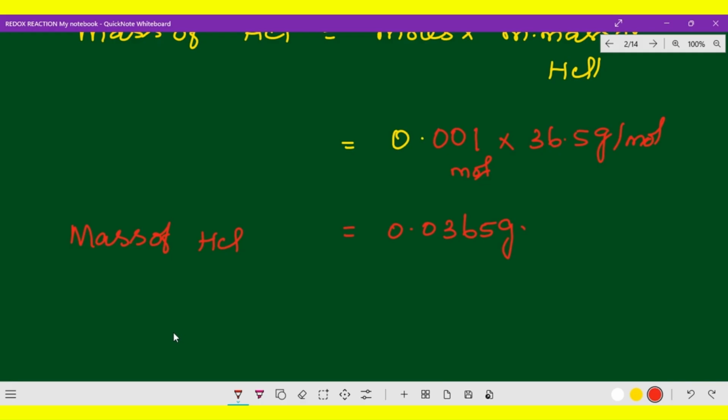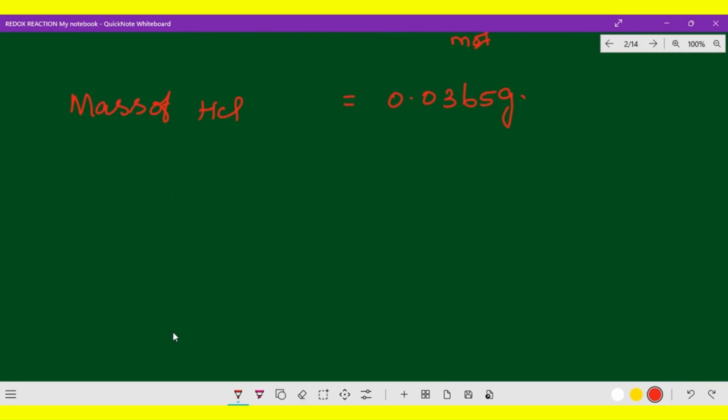Okay, now the total mass of the mixture they have given in the question, no? Total mass of the mixture, how much? It is 0.1 gram. In the question it has been mentioned. So what is the mass of H2SO4? Because they have mentioned it is a mixture of H2SO4 and HCl. So you have to separate the H2SO4 and HCl mass.